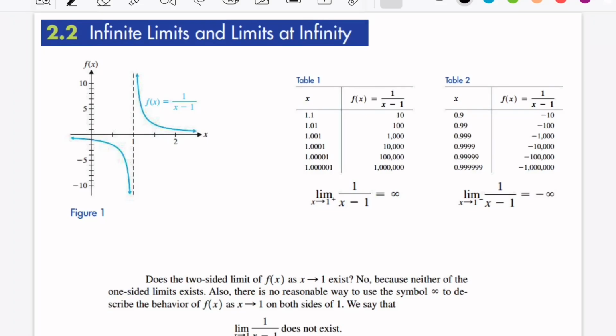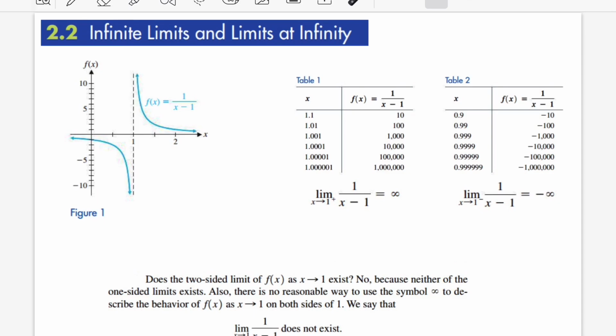In the last section, we introduced limits, and that was section 2.1. And now we're going to go over section 2.2. We're going to talk about infinite limits and limits at infinity. So the first thing we're going to do is examine the graph of this function here. We have f of x is equal to 1 over 1 minus x. And so this is what the graph looks like.